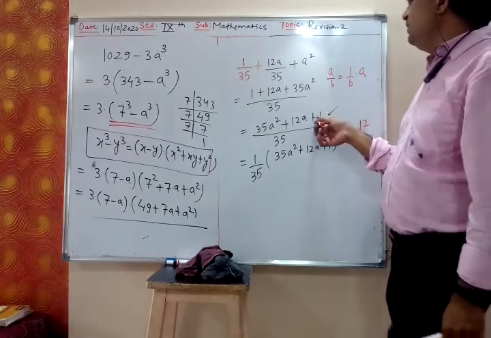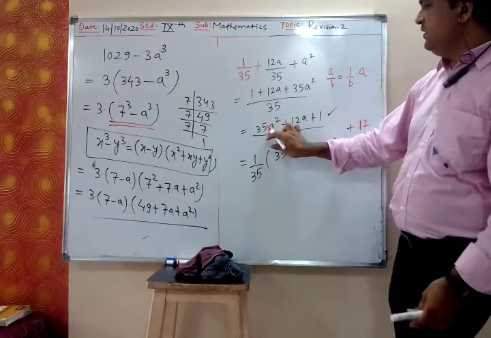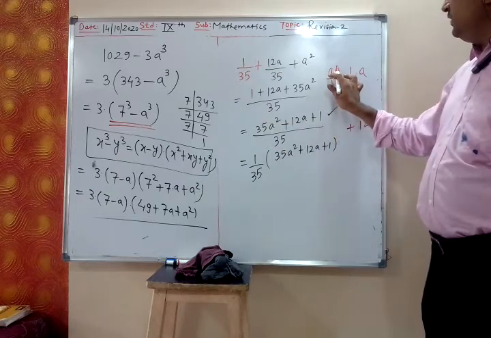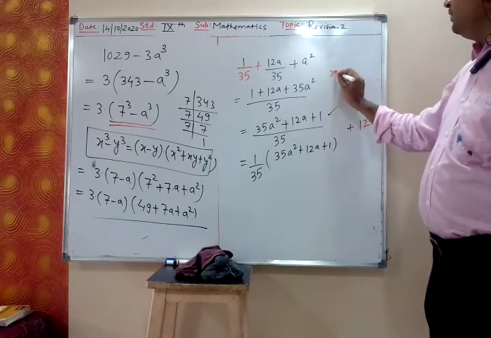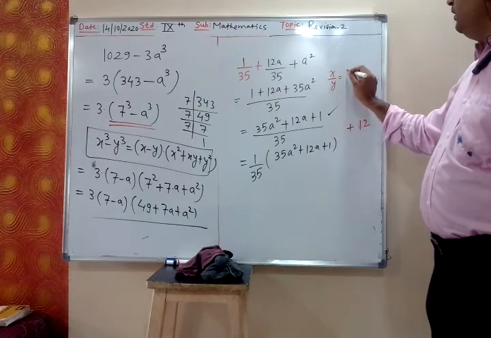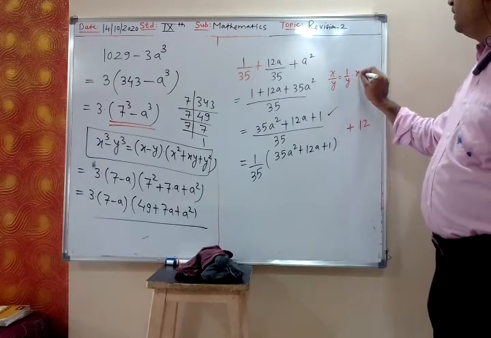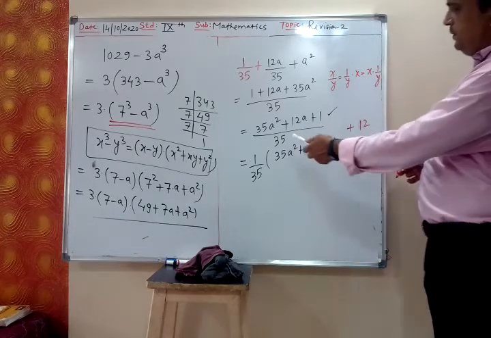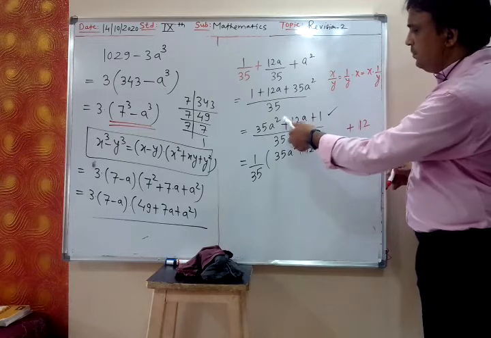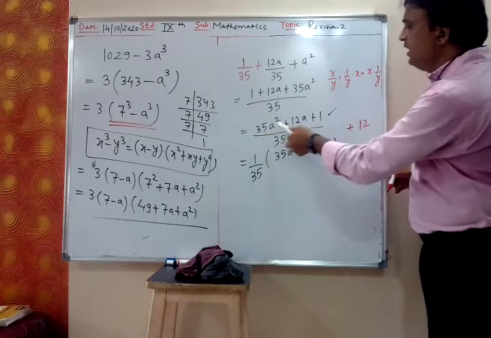No, plus 1 will be there. No, simply you just take this as a. Or you can take x upon y. See, x upon y I can write 1 upon y into x, or I can write x into 1 upon y. Any form I can write. So simply I have taken x upon y as 1 upon y into x.